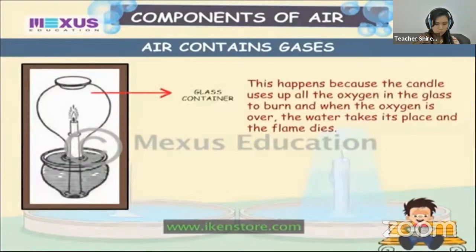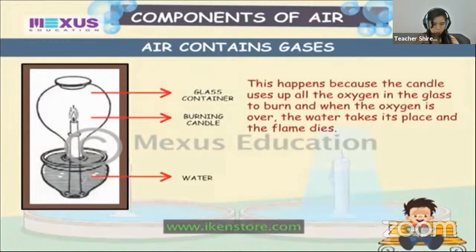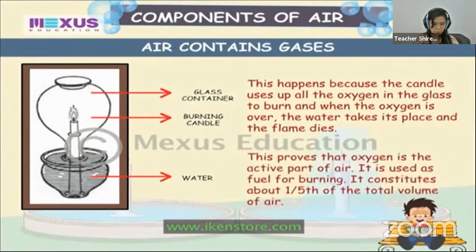This happens because the candle uses up all the oxygen in the glass to burn. And when the oxygen is over, the water takes its place and the flame dies. This proves that oxygen is the active part of air. It is used as fuel for burning. It constitutes about 1/5 of the total volume of air.